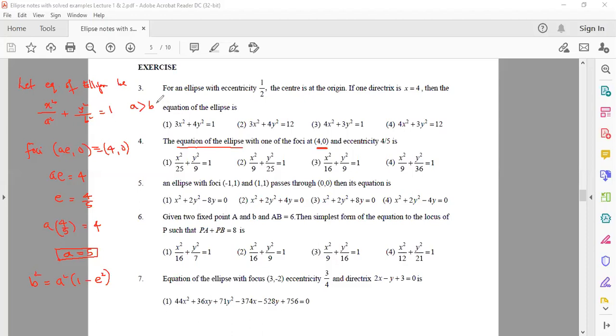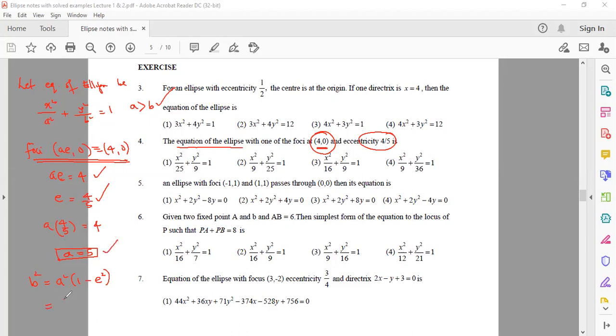So first we assume the equation of the ellipse. Given to us the foci. Foci is given to be 4, 0. So we got ae from that. Then e is also given to us. e is given as 4 by 5. So substituted e here and got a's value.